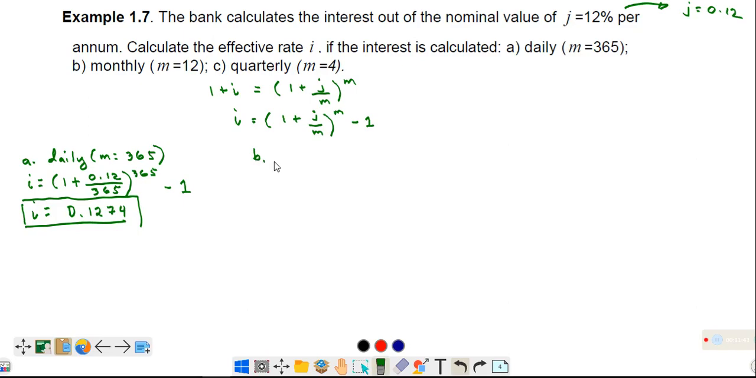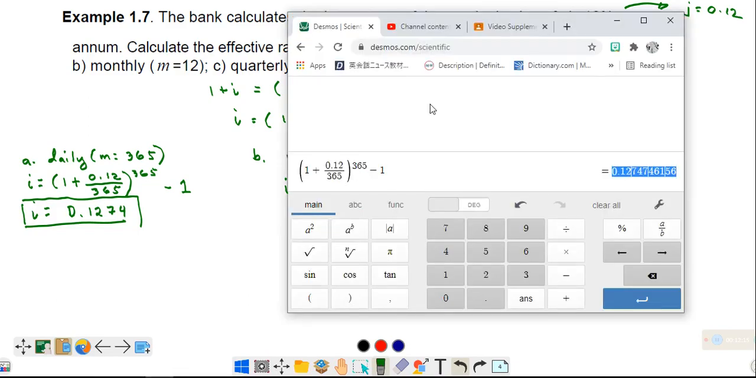Let's go to B. So for B, we have monthly. And how many months are there in a year? We have M is equal to 12. So now, let's substitute the values. We have 1 plus, same pa rin tayo ng J, that is 0.12 pa rin. But our M will be changed to 12. And then our power will be 12 as well. And then subtract 1.